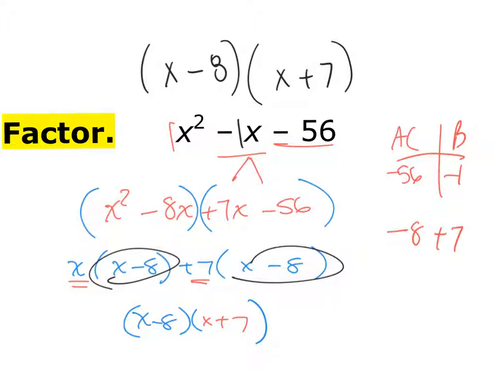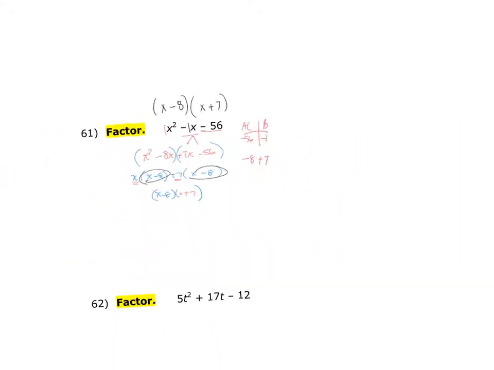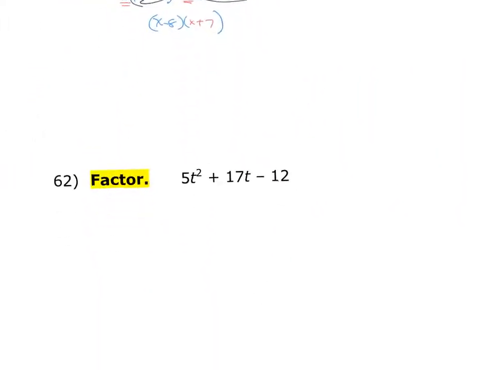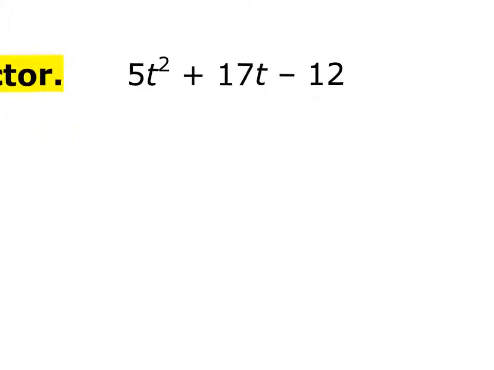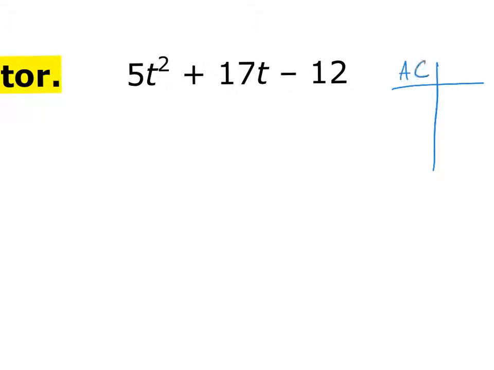Either way, I get the right answer. Awesome. Okay, this one definitely requires that I use ACB because the coefficient of A is a bigger number than just 1. So, what multiplies to negative 60 and adds to positive 17? 12 and 5 multiply to 60 and add to 17.